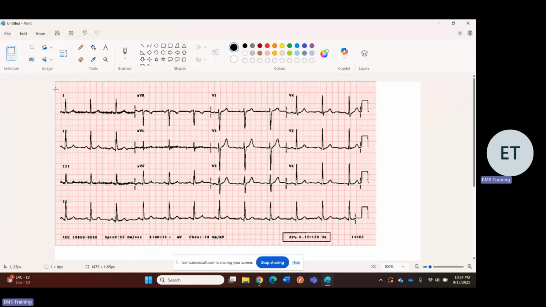So 1, 2, 3, 4, 5. That's 1 second. 1, 2, 3, 4, 5. That's 2 seconds. Actually, it starts a little bit over here. Anyways, this is a 10-second strip here to here.